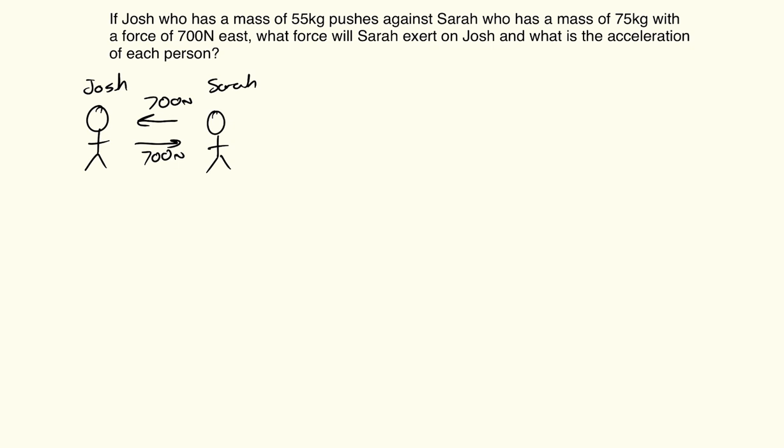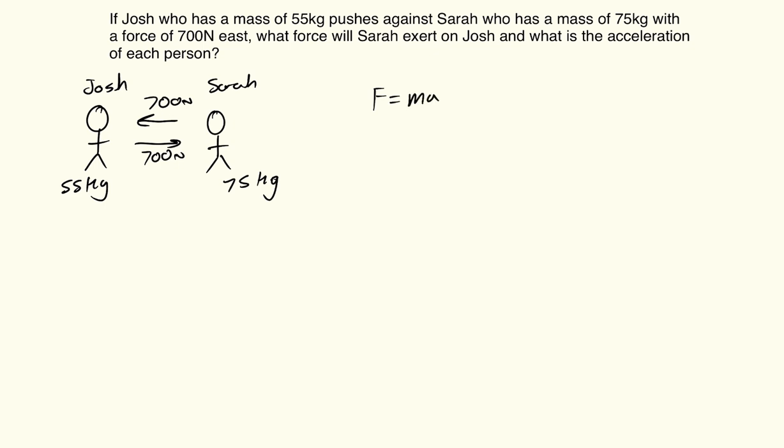Now, despite the forces they exert on each other being the same, the acceleration will be different due to different masses. Josh has a mass of 55 kilograms, and Sarah has a mass of 75 kilograms. So we can expect Josh's acceleration to be more than Sarah's. But let's calculate this. We have force is equal to mass times acceleration.